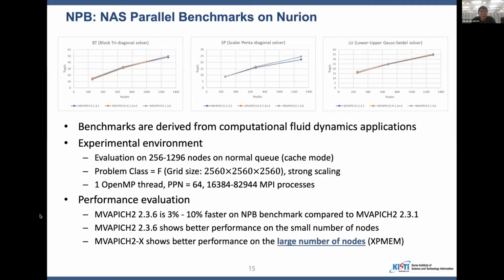And also we compared to MVAPICH2-X, which is XPMEM based. In the large scale case, MVAPICH2-X is slightly better.